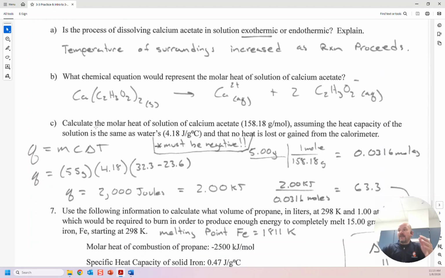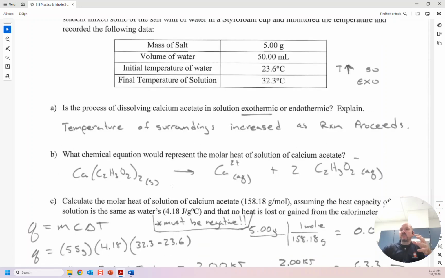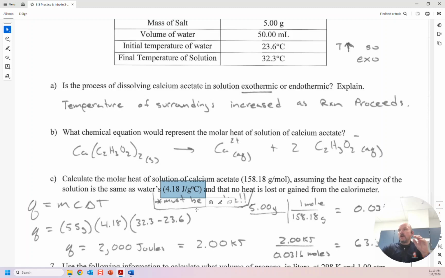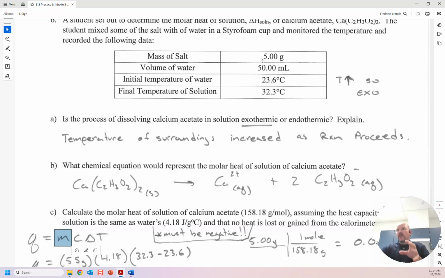So part C, finding the molar heat of solution with this data. Okay, so we're going to do Q equals MCΔT, and they tell us to assume the heat capacity of the solution is 4.184. Okay, but this is where we've got to be careful. The mass is not the mass of the solid we used, and it's not just the mass of the water we used, it's the mass of the whole solution. So we have 5 grams of salt, and it's going to become a solution with 50 milliliters or 50 grams of water. So the mass of our solution is going to be 55 grams.